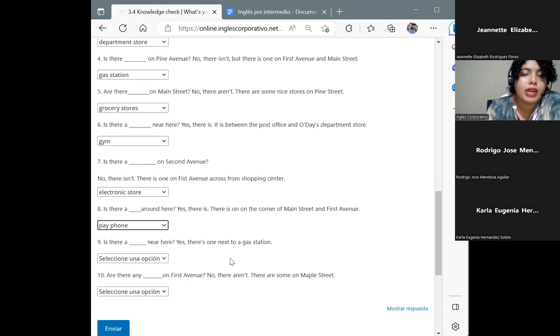Yes, there is one next to the gas station. Está cerca de la gas station. Hotel, cafe, public library. Public library. Okay, public library.